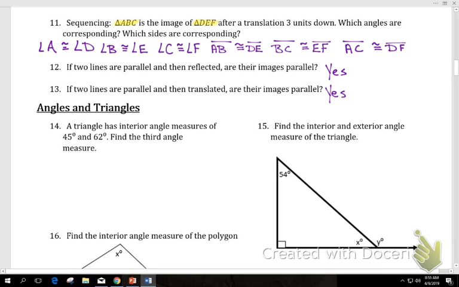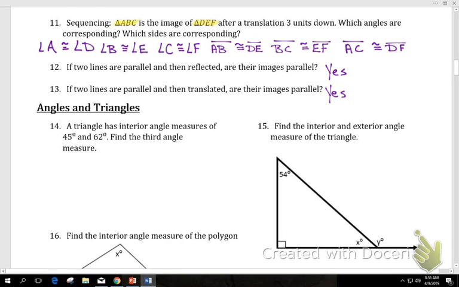All right, let's talk number 14. Okay, number 14 says a triangle has interior angle measures of 45 and 62. Find the third. You need an equation. Which means if you need an equation, that means you need a total. Does anybody remember what the sum of the angle measures of a triangle add up to? 180. Okay, so that's going to be a part of this. Set up your equation and solve for x.